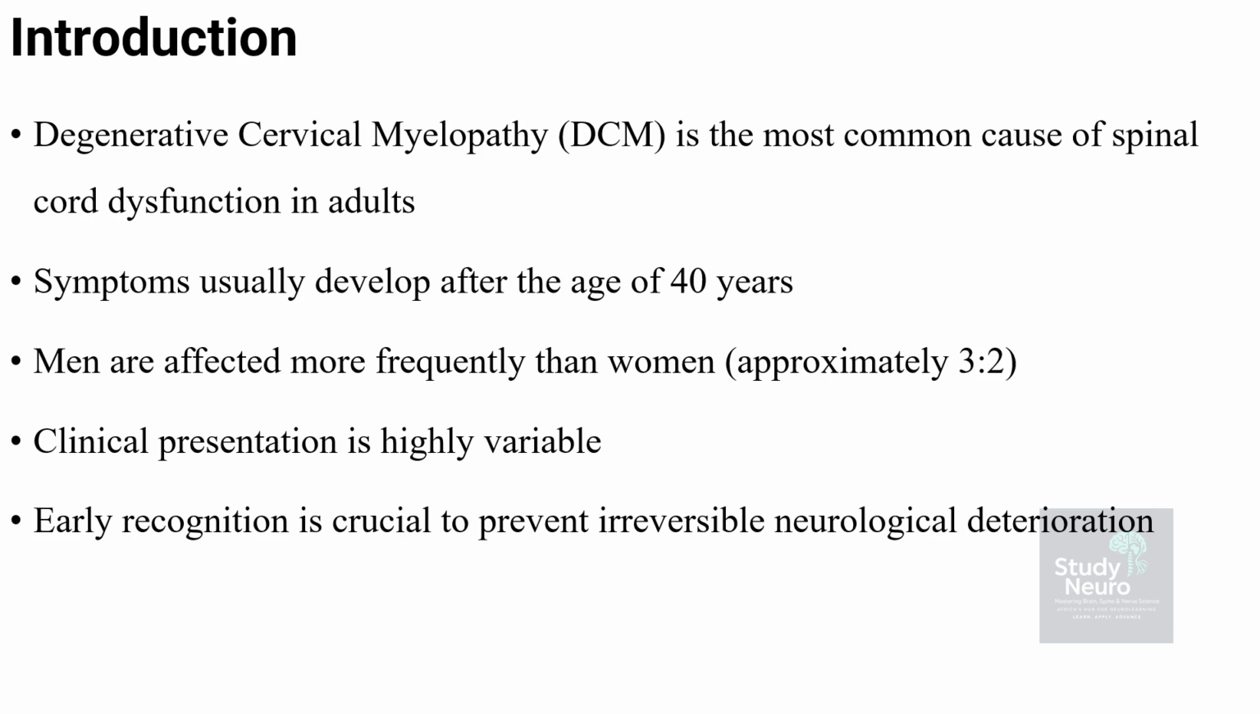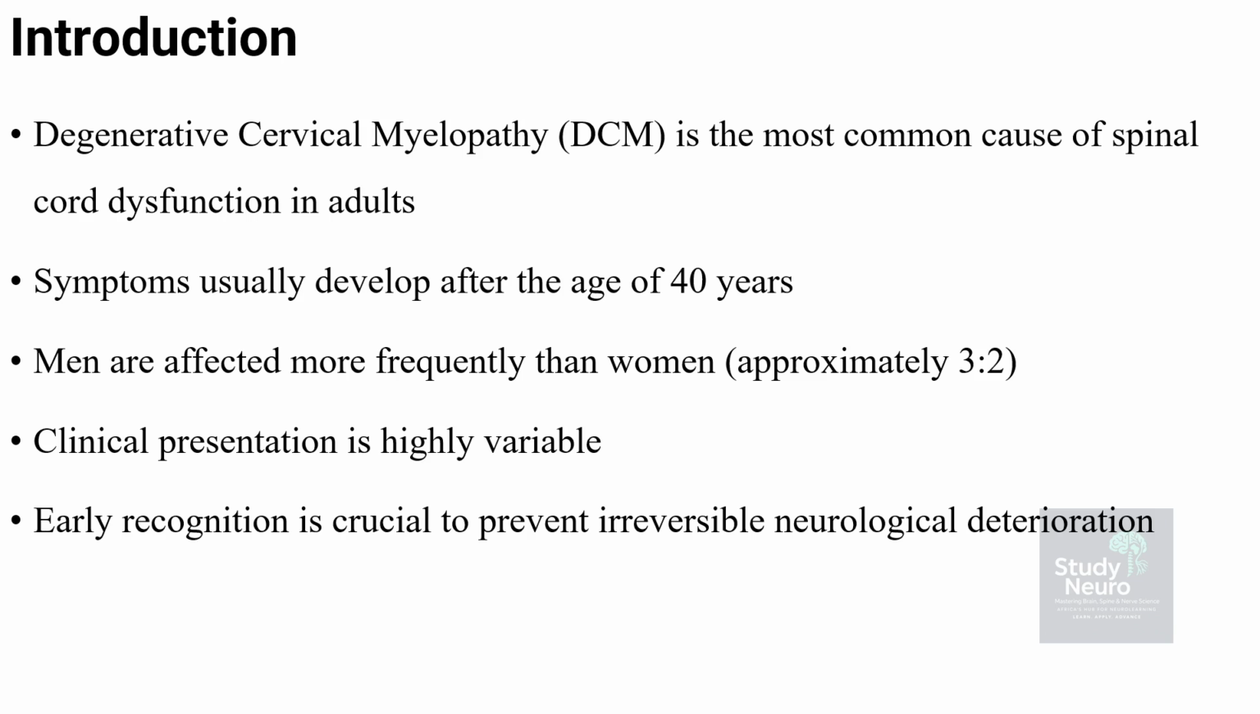Degenerative cervical myelopathy is a condition caused by chronic compression of the cervical spinal cord. It is the most common cause of spinal cord dysfunction in adults seen in clinical practice, and it is most often seen after the age of 40, with a higher frequency in men compared to women in roughly a 3-to-2 ratio. The clinical presentation varies widely depending on the degree and duration of compression. Some patients present with mild hand symptoms, while others develop clear gait disturbance and progressive loss of function.